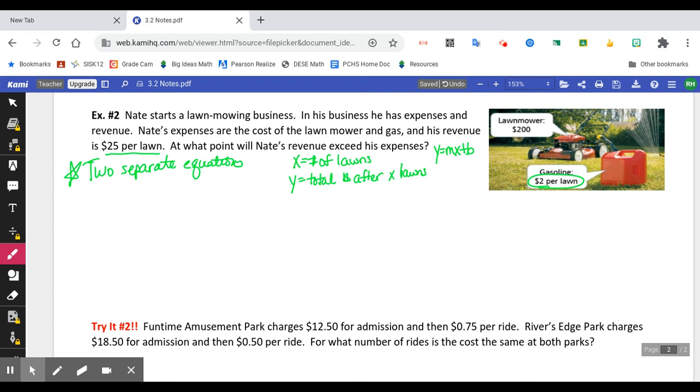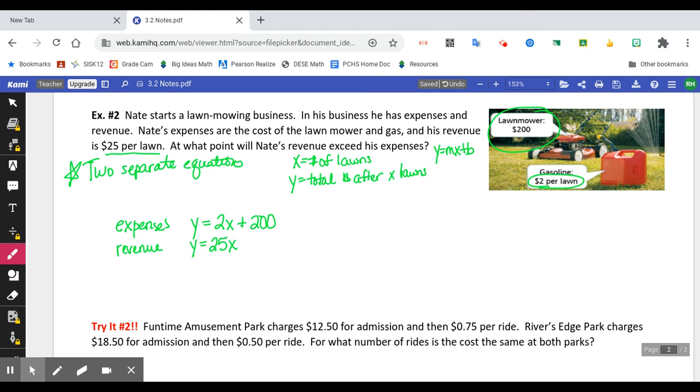So our first one is going to be about his expenses. So his expenses are $200 for the lawnmower, which only happens once, we hope, right? And $2 per lawn. So y equals 2x plus 200. 2 for each lawn and $200 one time for the lawnmower. Then an equation about his revenue. And for the revenue, his total money will come from $25 per lawn that he mows.